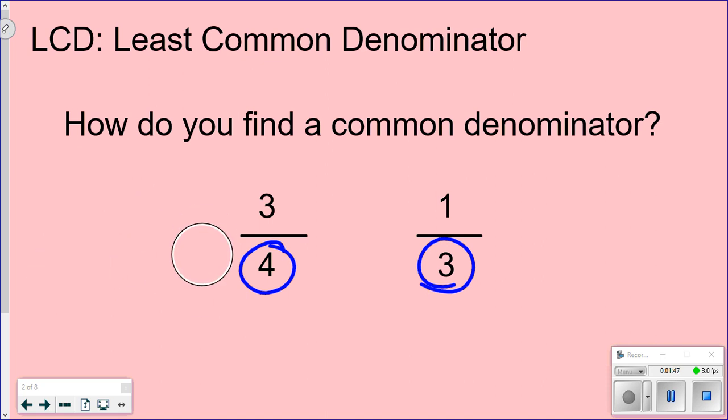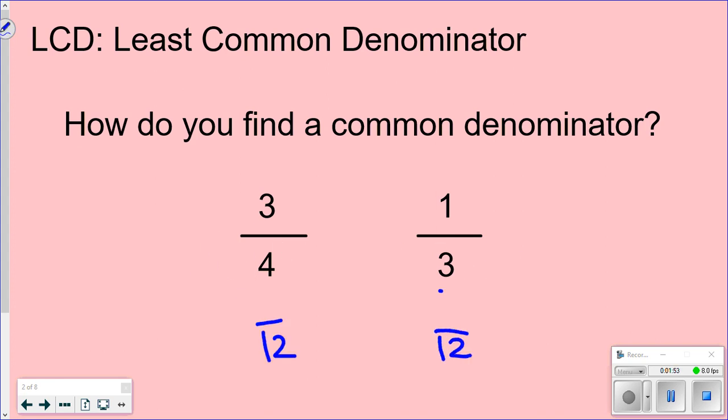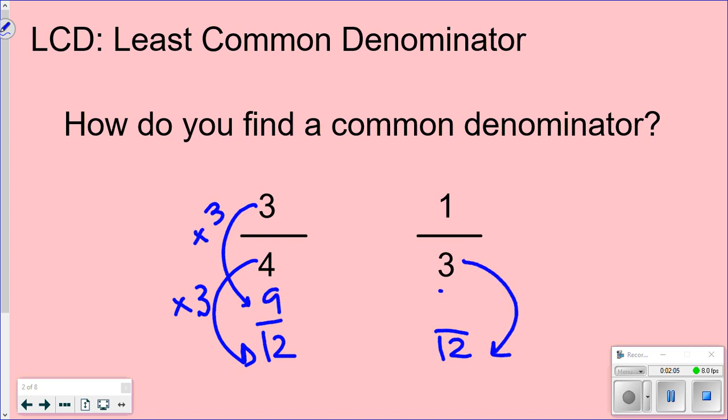All right, so if I look at 4 and 3, I know that 12 is a common denominator for it. So I like to put 12 on the bottom. Then I say to myself, what times 4 gives me 12? And I know it's 3. So then I have to take the top numerator and I need to times that by 3 also. So this would be 9. What times 3 gives me 12? And I know that's 4, so I have to take 1 times 4 also.